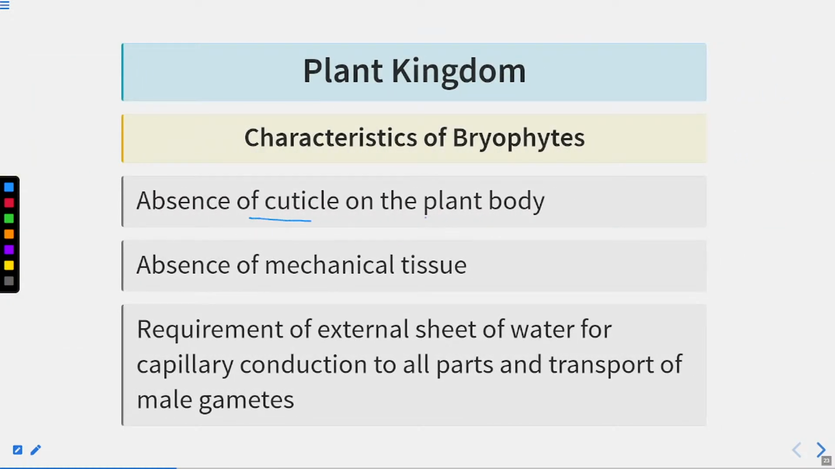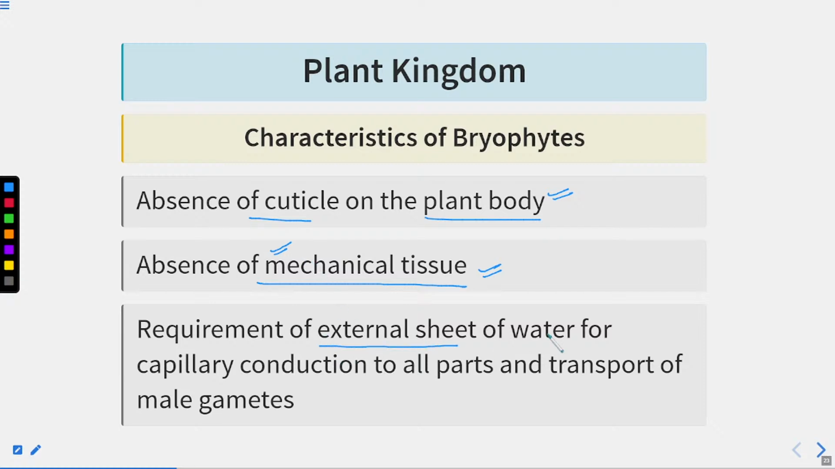Absence of cuticle on the plant body. No cuticle is present, right? So whatever water is present in the plant can evaporate. Absence of mechanical tissue. No mechanical tissues. The plants are very soft, very delicate, because they do not have any mechanical tissue.